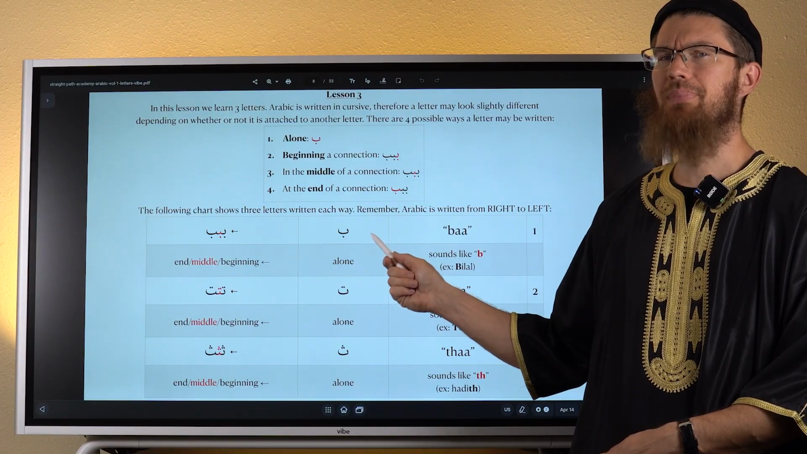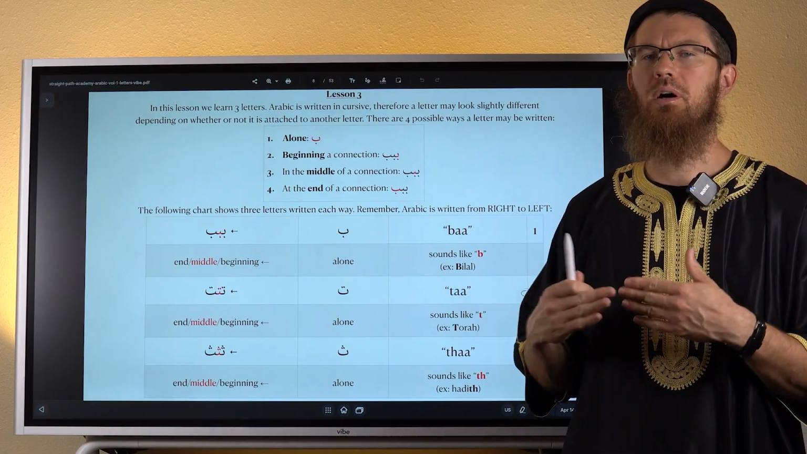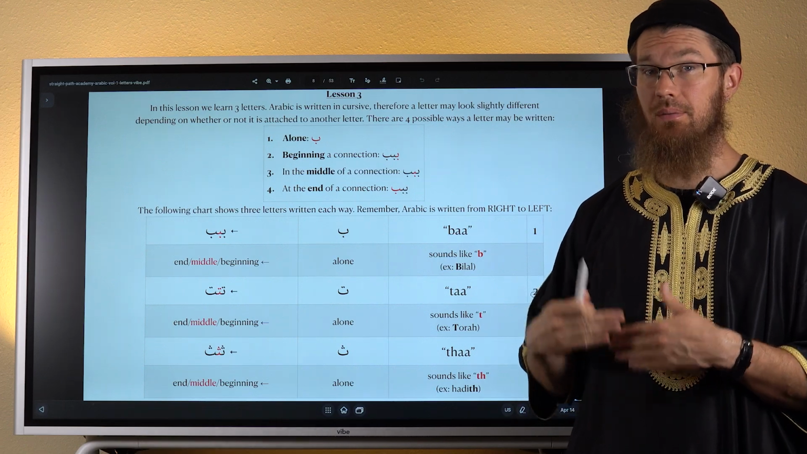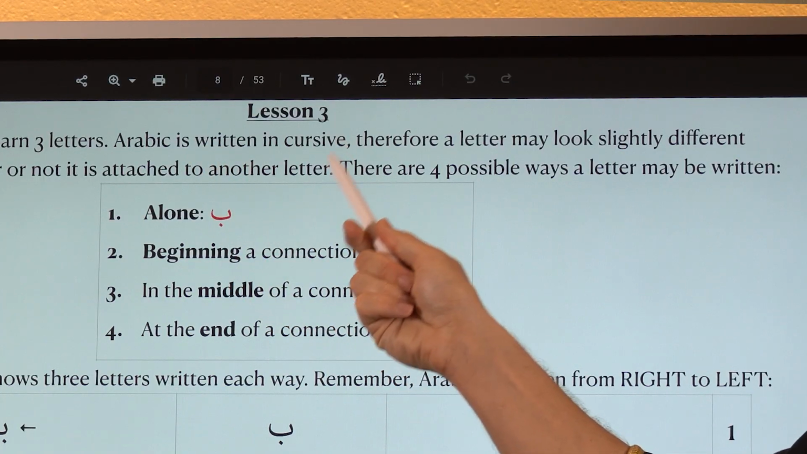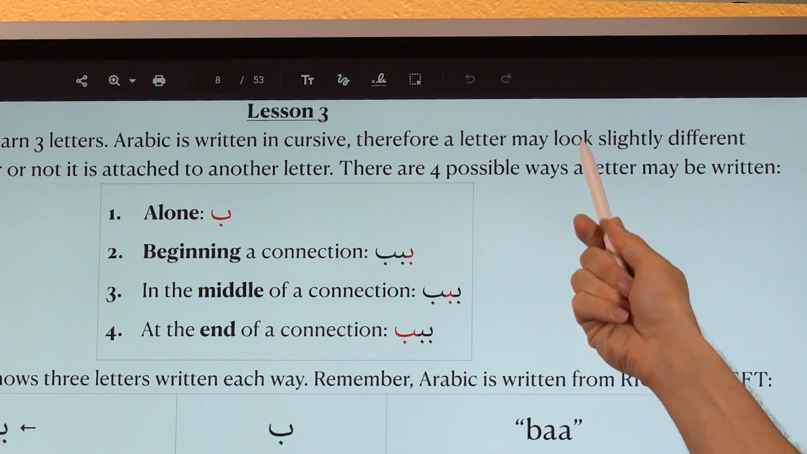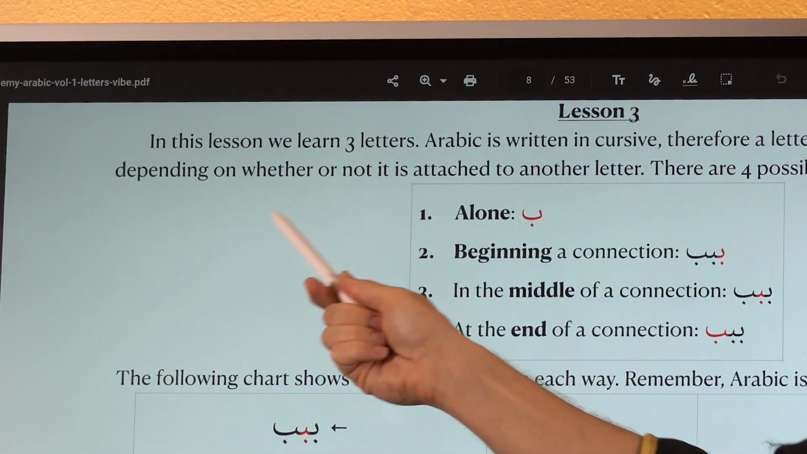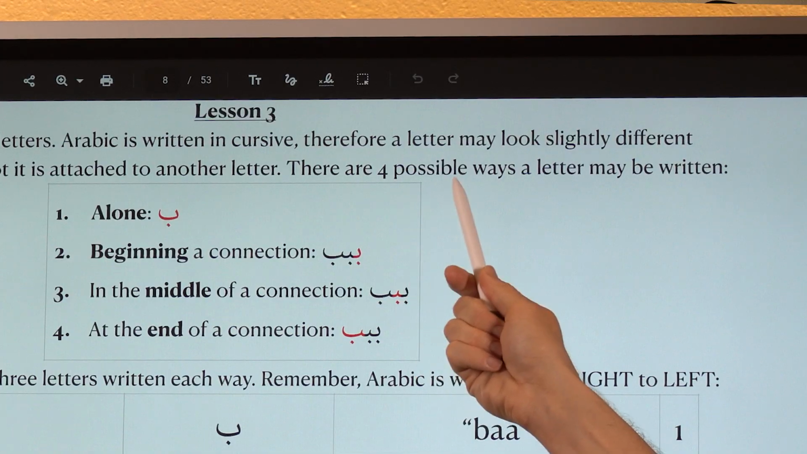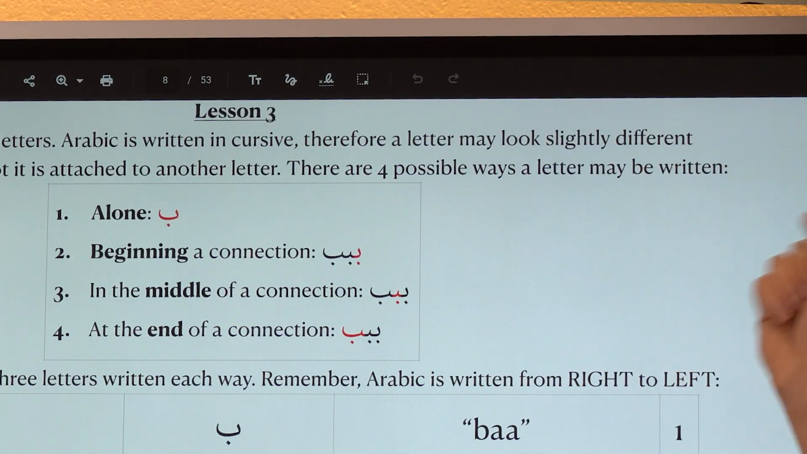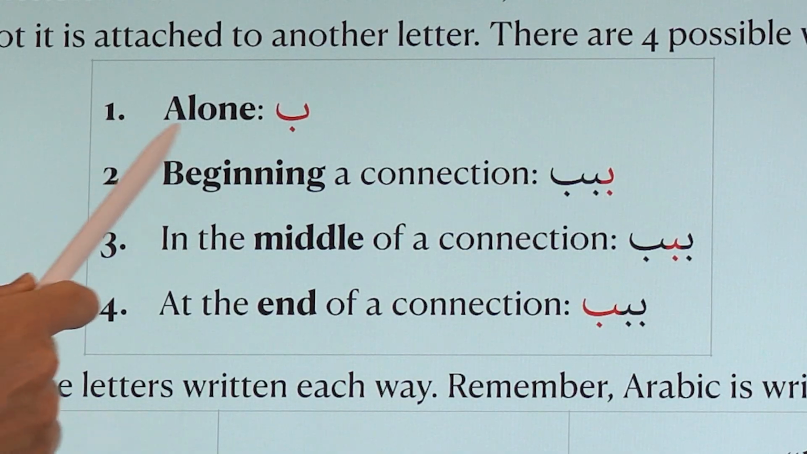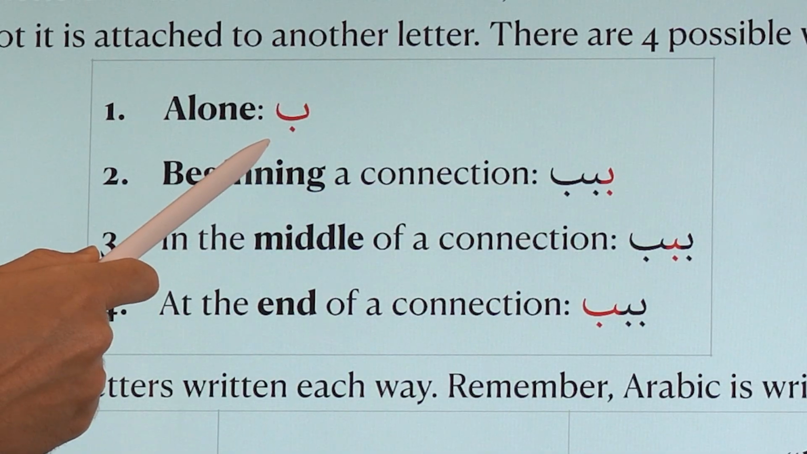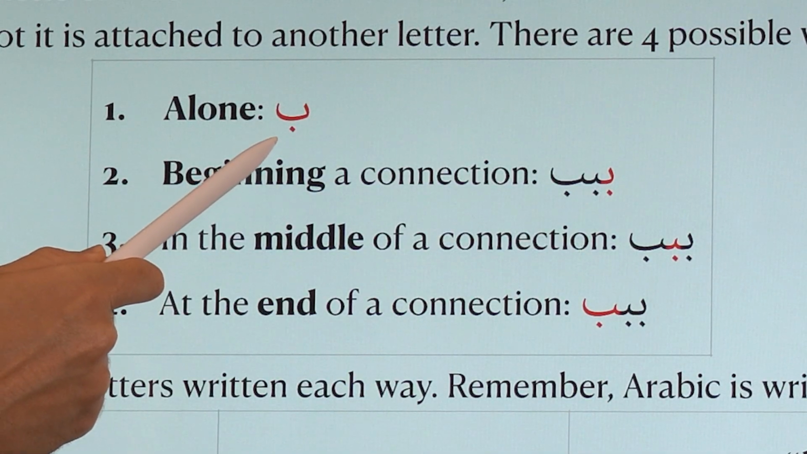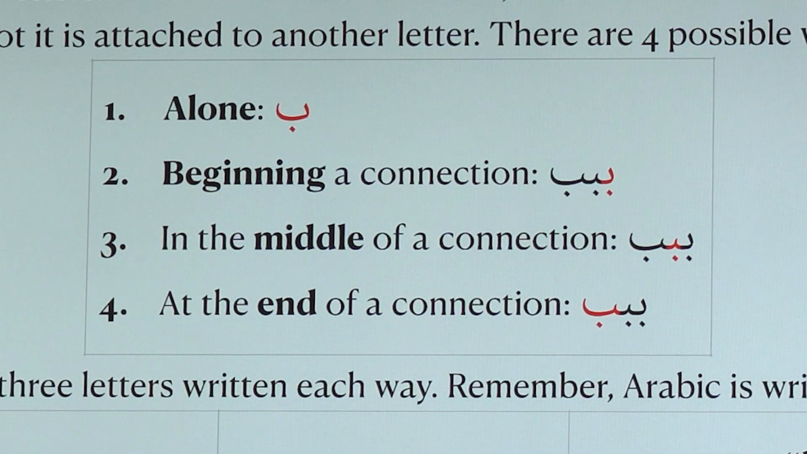Now we covered the letter ba in lesson 1. However, we're going to take it a step further in this lesson because Arabic is written in cursive. Therefore, a letter may look slightly different depending on whether or not it is attached to another letter. There are 4 possible ways a letter may be written in Arabic. Number 1 is alone. So for example, in red we see the letter ba. This is how it looks when it's written by itself.